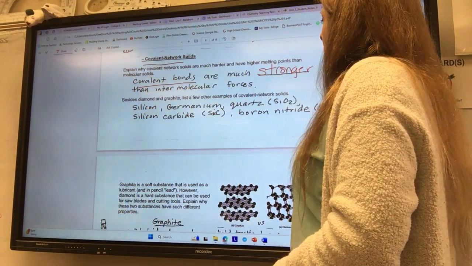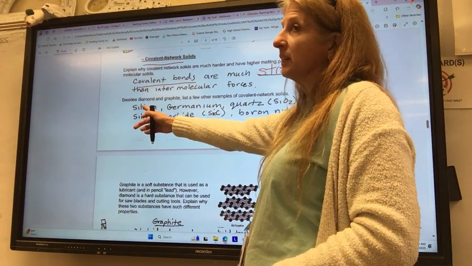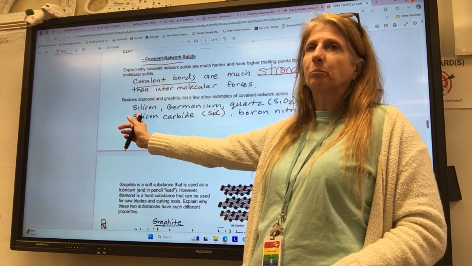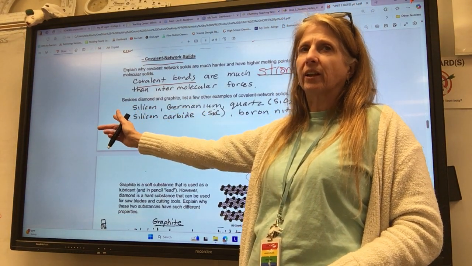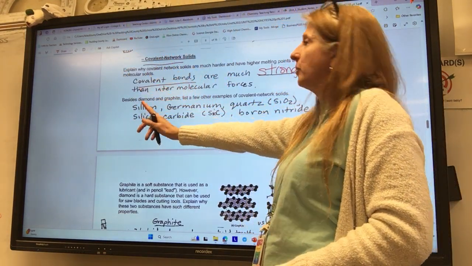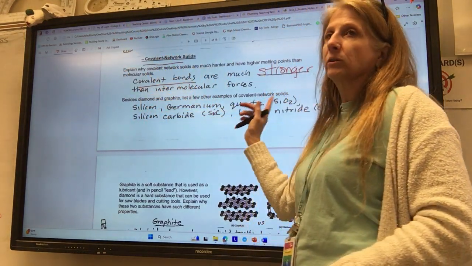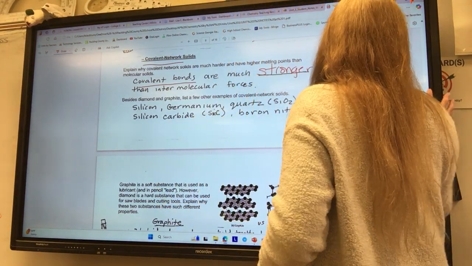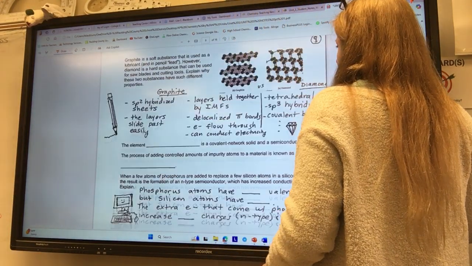Okay, so what are some more network solids? Silicon, germanium. Did y'all get to see silicon lumps in your honors class? I don't think I showed it to y'all. Remind me and I'll show y'all to them. They're very pretty. Quartz, quartz is hard, right? Good. Silicon carbide, boron nitride. So those are some covalent network solids.